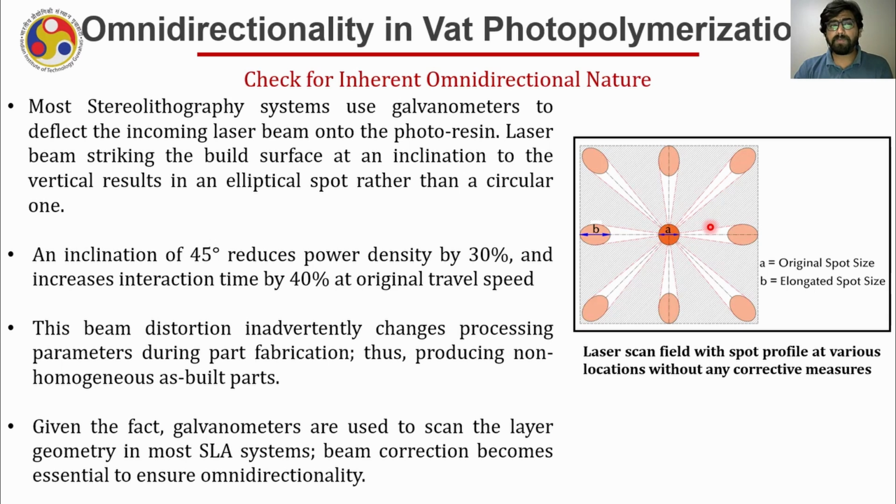at different locations of the bed. I'll give you an example: an inclination of 45 degrees reduces power density by 30% and increases interaction time by 40% at the original travel speed. So the process becomes really inefficient in such a case. Also, the geometric properties which you are trying to achieve at the center and at the corner or other locations will not be the same. You will get a different size of bead width in the center, but you will get a different size of bead width when you are striking your beam somewhere else apart from the center onto the wet photopolymer. And it is happening because we are using a galvanometer. The principle and how a galvanometer works we have already discussed in module 2.